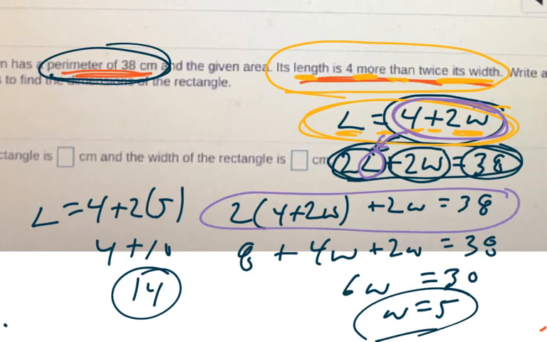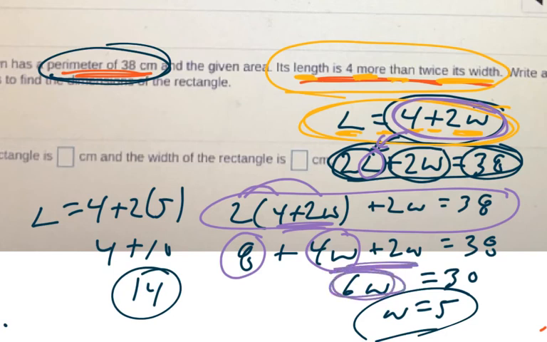I put in 4 plus 2w here. Now I have to distribute. 2 times 4 is 8. 2 times 2w is 4w. 4w and 2w is 6w. If you minus 8 both sides, you get 30. Dividing by 6, w is 5.